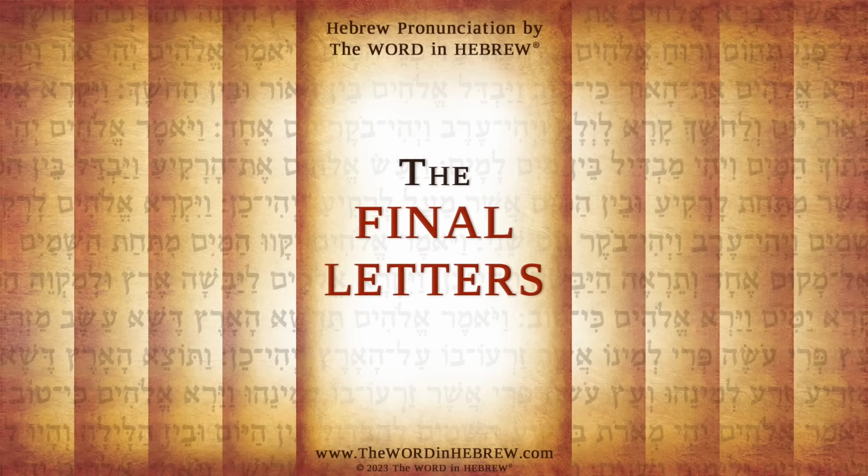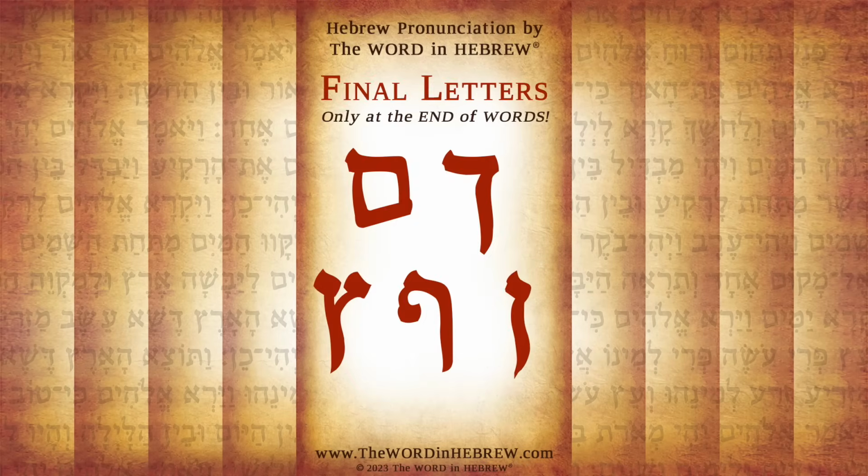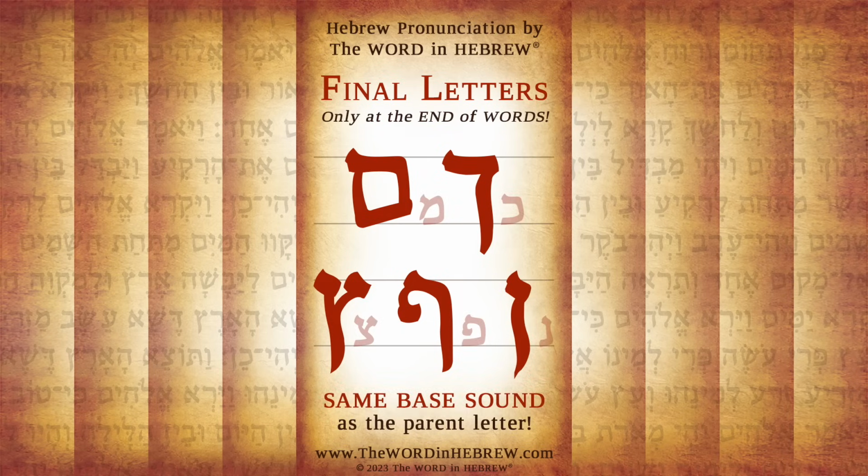There are 5 letters that are called final letters, meaning they only show up at the end of words. In Hebrew, a final letter is called sofit. Most of them extend below the line, and their base sound is the same as their parent letter. So let's learn them in relation to their parent letter.